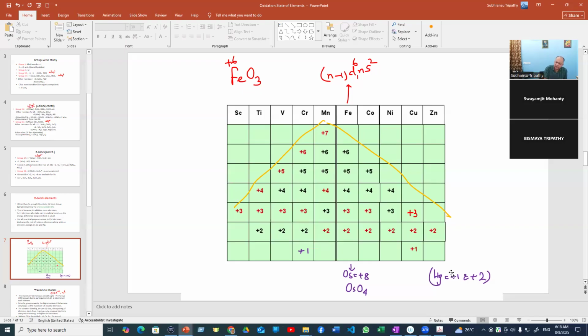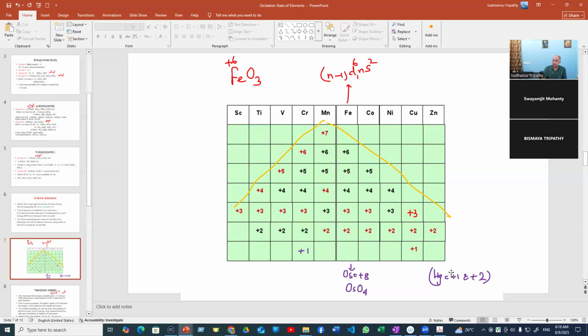But they don't involve the d electrons. So according to the definition, mercury is not a true transition metal. All the three, zinc, cadmium, mercury, they are not true transition metals. Although they belong to the d block, they do not have any compound having an incomplete d subshell.